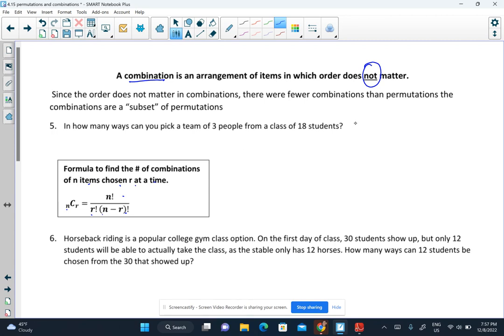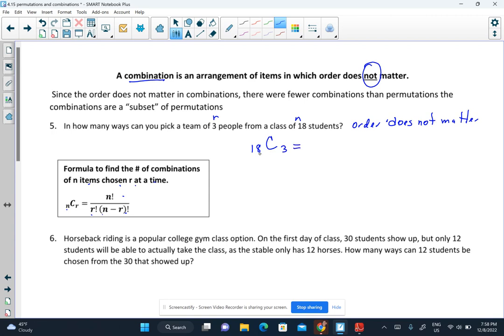So the order does not matter in this case, because it's not as if the first person you're choosing is going to be president. You're just choosing 3 people, and they all have the same level on that team. Okay, so 18 is my n, and I'm selecting r. So 18 C 3. I often say C is choose, so 18 choose 3.